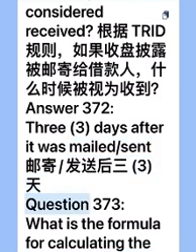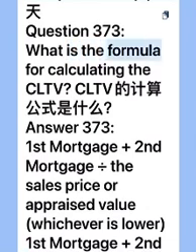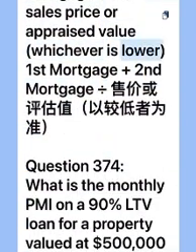Question 373. What is the formula for calculating the CLTV? Answer: First mortgage plus second mortgage, divided by the sales price or appraised value, whichever is lower.